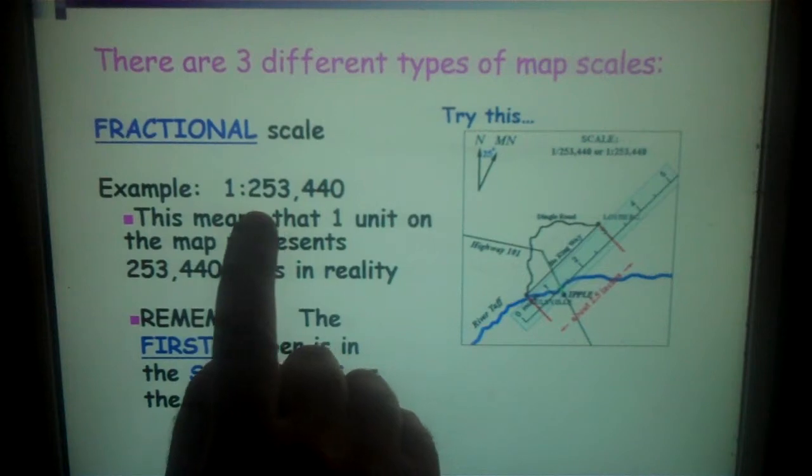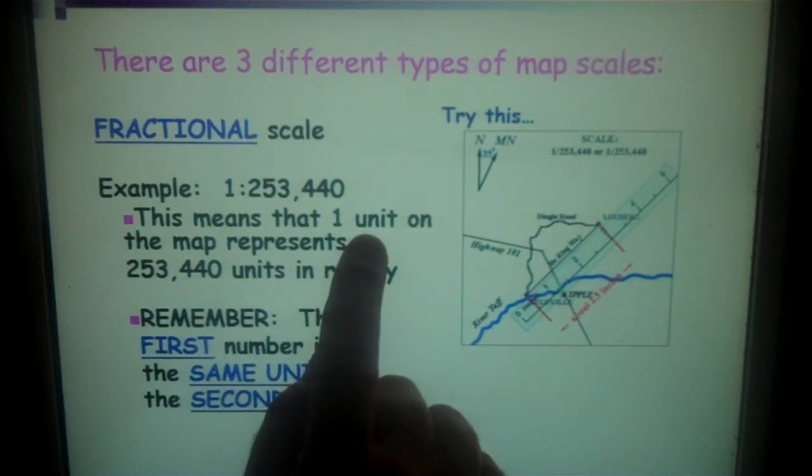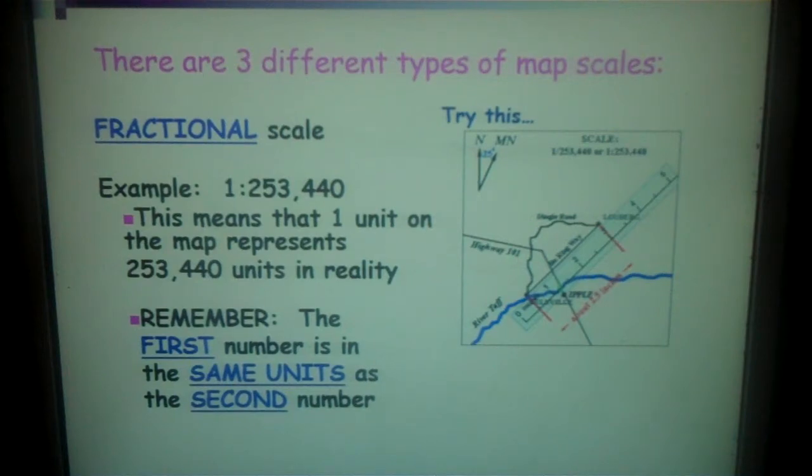In this case, 253,440. This means that 1 unit on the map represents 253,440 units in reality. By unit, I mean like an inch on the map, or a centimeter, or that kind of a thing. Remember, the first number is in the same units as the second number.